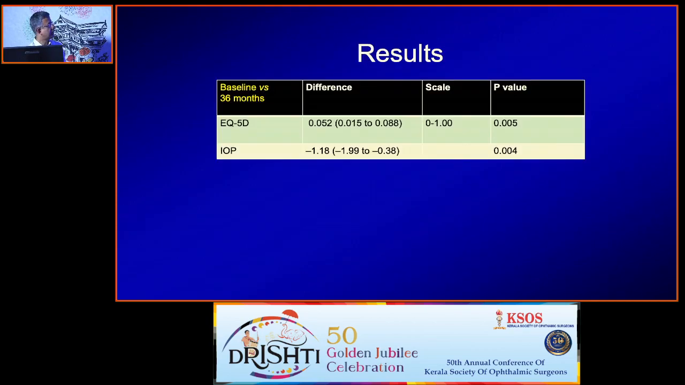And the results: basically, they looked at two things. They looked at quality of life and they looked at intraocular pressure. Since this study was also funded through the UK, quality of life becomes an important thing for them, because when you're looking at public health, that's an important metric.